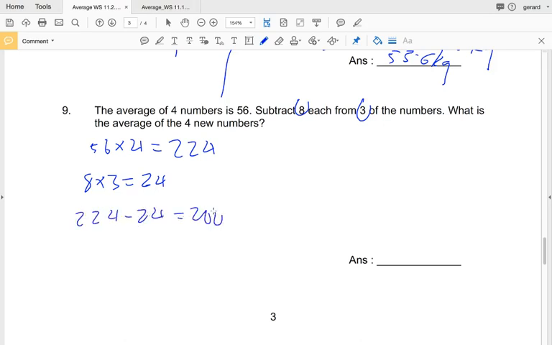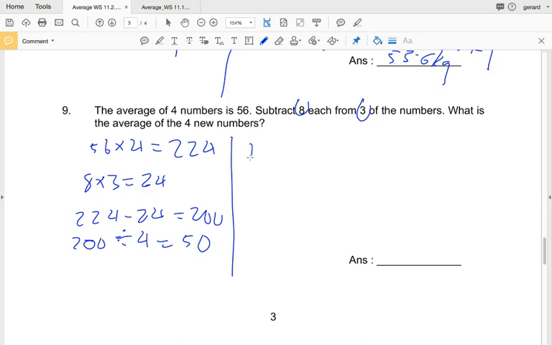Okay, 200. What's the new average? So now I got the new total, 200, divided by the same number of sets, which is 4. Each number is 50. Use the model method. Model method, same thing.